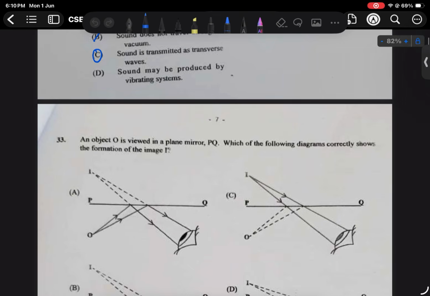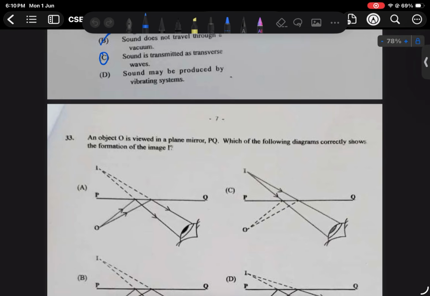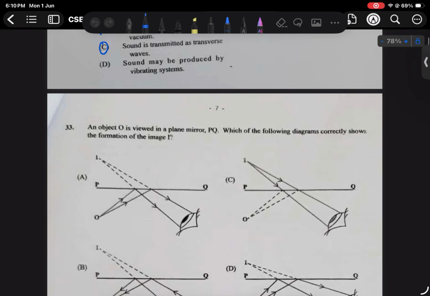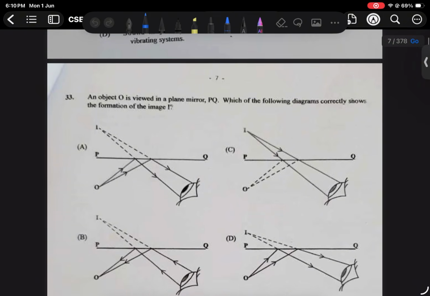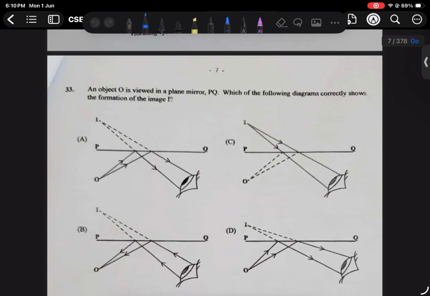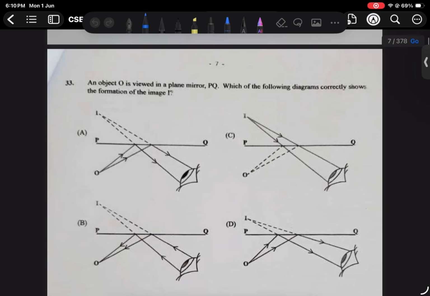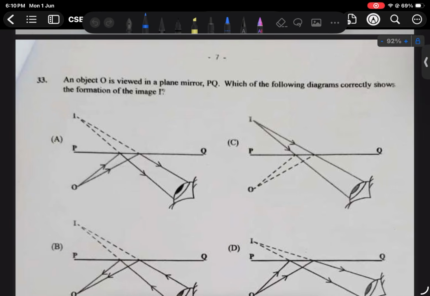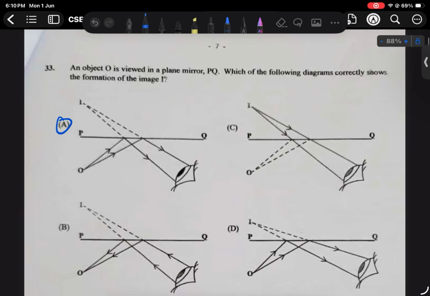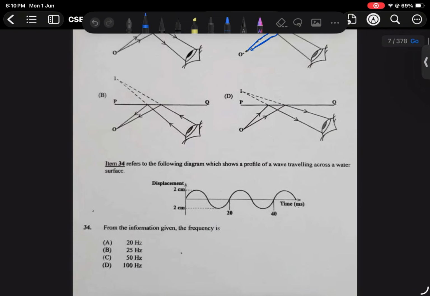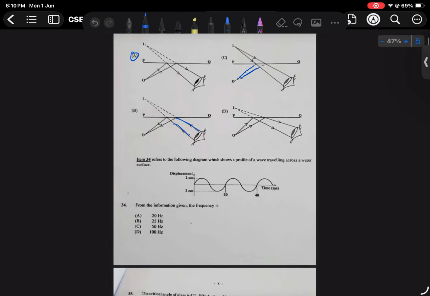An object is viewed in a plane mirror. Which of the following diagrams correctly shows the formation of the image in the eye? So it would bounce off the mirror and then hit the eye. So this one is looking correct. No, this would have to be a straight line. Okay, and no, this is going the opposite direction. So the answer is A.